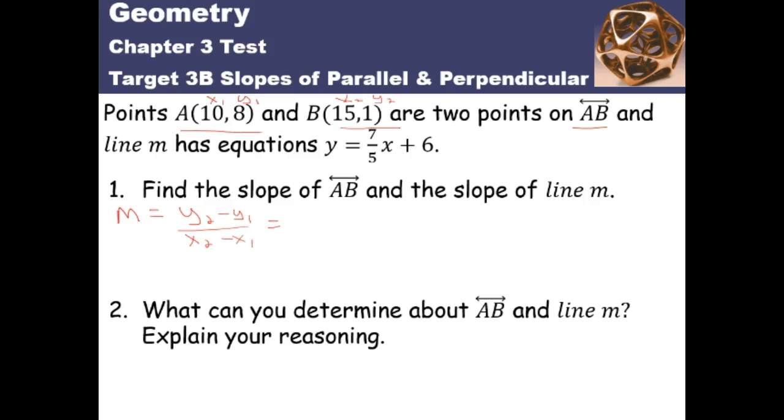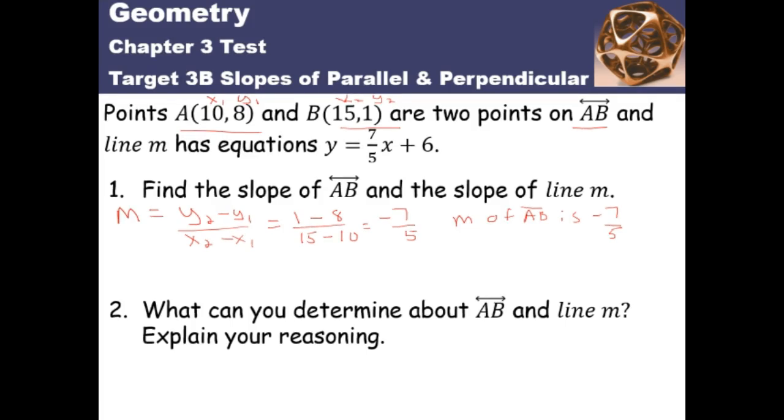So y2 is 1. Now the minus comes from the formula, so I need to put that minus in. And then 8 is y1. And then that goes over x2, which is 15. Then minus from the formula, and then my x1, which is 10. And 1 minus 8 is negative 7, and 15 minus 10 is 5. So the slope of line AB is negative 7 over 5. Now we answered part of question 1.